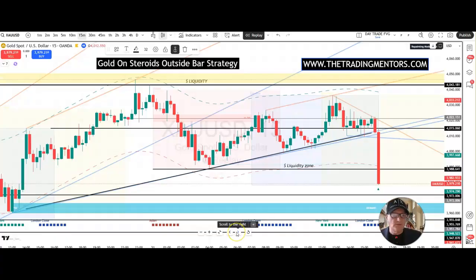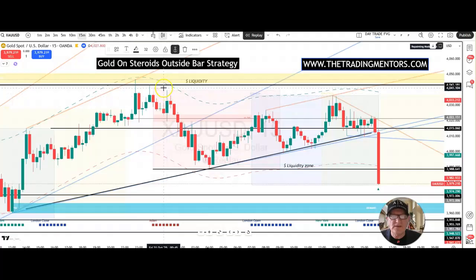So let's see where we start. We're going to start with liquidity zones. These are important. Now this is the Gold on Steroids software, which I've designed over many years. I've switched some of the tools off because this is one strategy within the software which I really like a lot, and many VIP members, I mention this a lot. Outside bars are really important, and I'll tell you what they are in a moment. But I want to talk about liquidity zones.